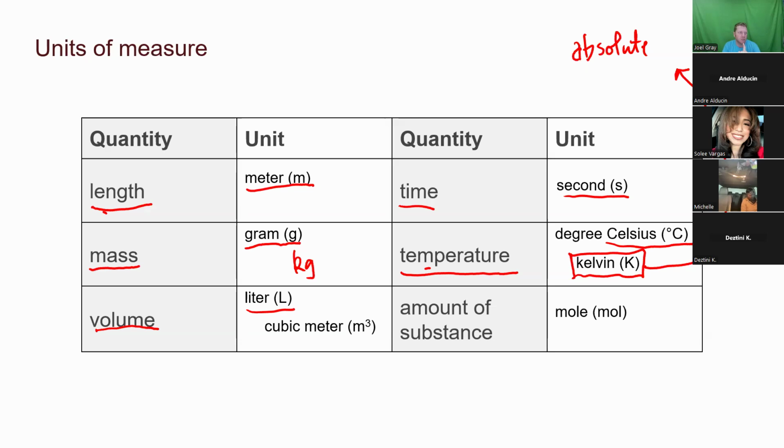So let me ask you, what is the lowest possible temperature in a Kelvin system? 0. Perfect. 0 degrees or 0 Kelvin is the lowest possible temperature. Now let me change that and ask you, what is the lowest possible temperature in degrees Celsius? And this is a little bit tricky, but let me rephrase that.